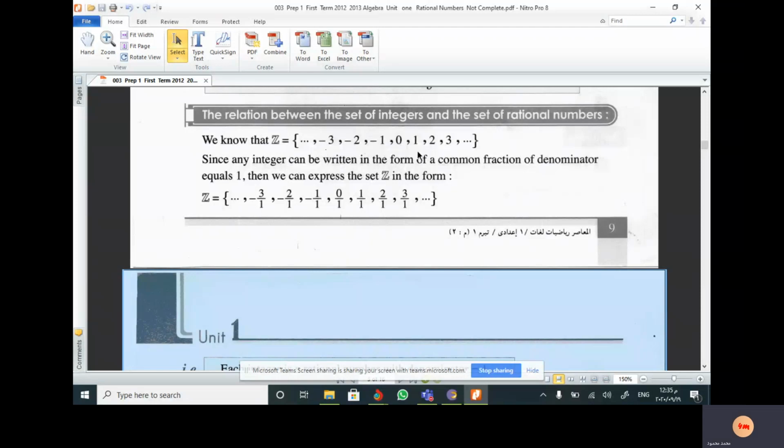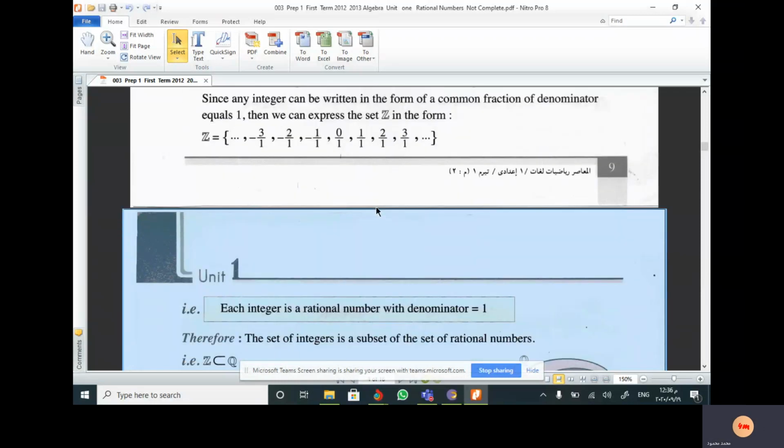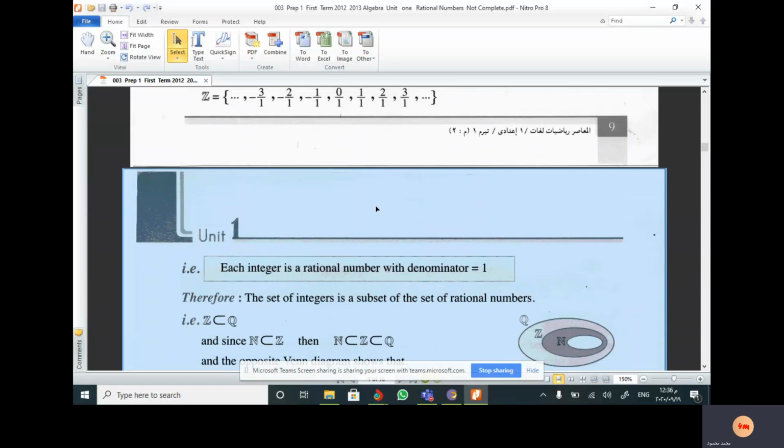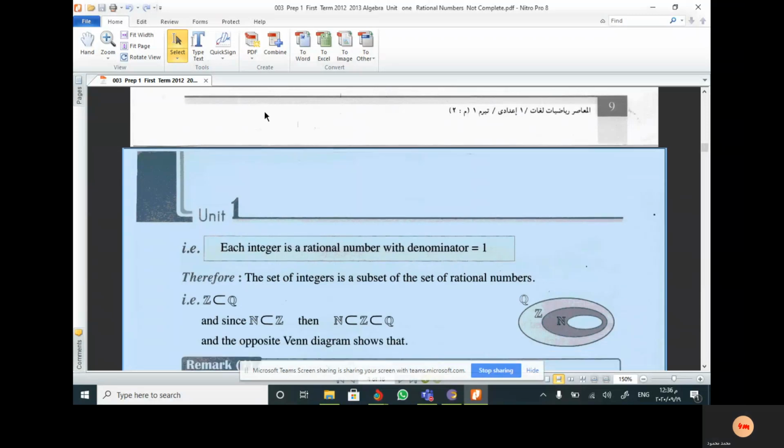If you put all of these numbers over 1, it would be a rational. -3 over 1 is a rational number. -2 over 1 also a rational number. 2 over 1 rational number. So we can say that each integer is a rational number with denominator equal 1.